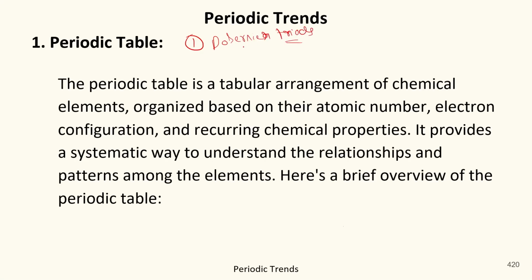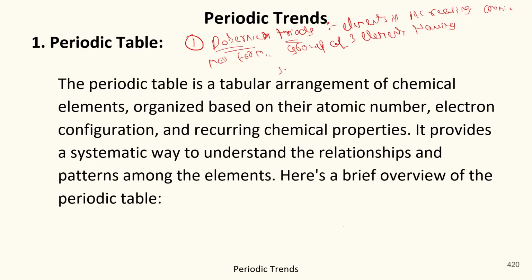So basically he said if we arrange elements in increasing atomic mass, then we will get a group of 3 elements having similar properties, and the atomic mass of the average of the first and third atom will be equal to the second atom.